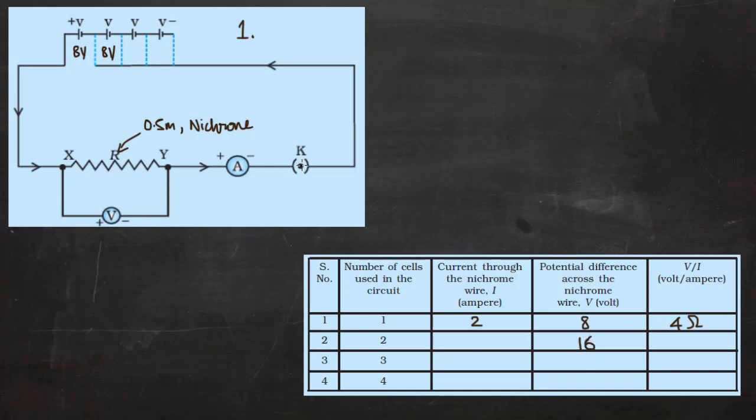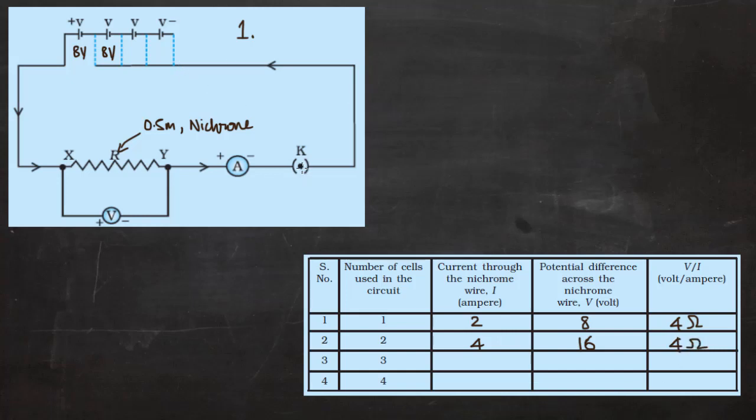I place the plug into the plug key once again and measure the readings on my voltmeter and ammeter. At this stage, the ammeter reading would be 4 ampere. If I take the ratio of V by I, I will again get 4 ohm.